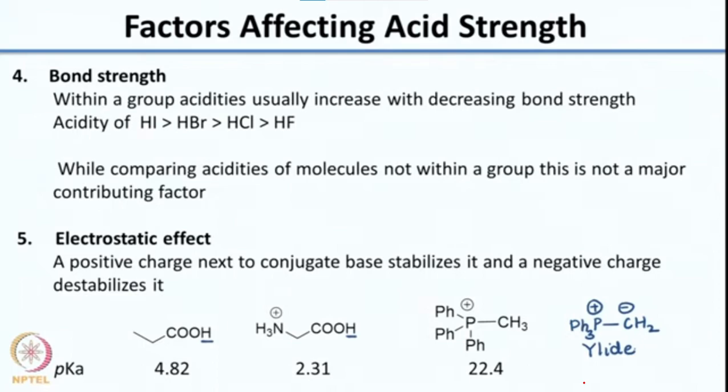Now let's talk about the fourth factor. The fourth factor is bond strength. Within a group, acidities usually increase with decreasing bond strength, like the acidity of HI. So here I am going to discuss the bond strength. The stronger the bond, the higher the pK value. While comparing the acidities of molecules not within a group, this is not a major contributing factor. So bond strength is a very unusual case of acidity, meaning it is not always useful.